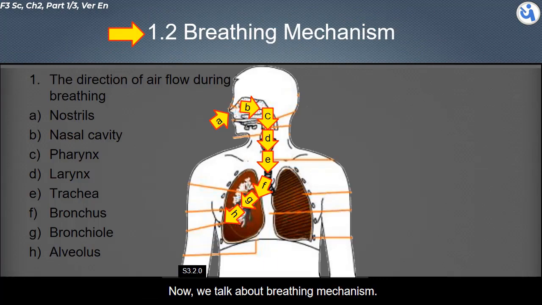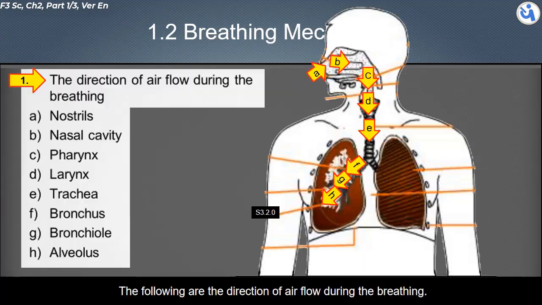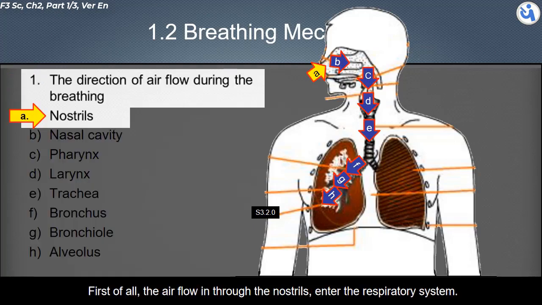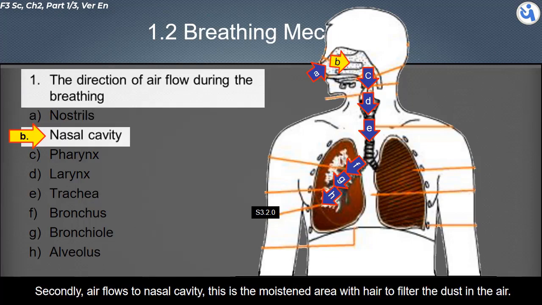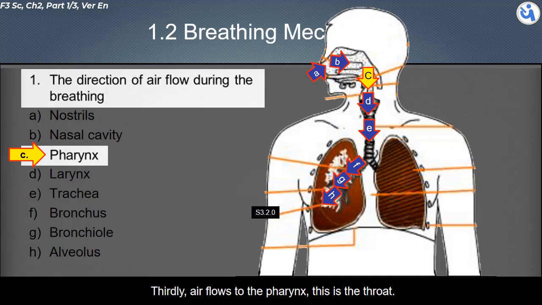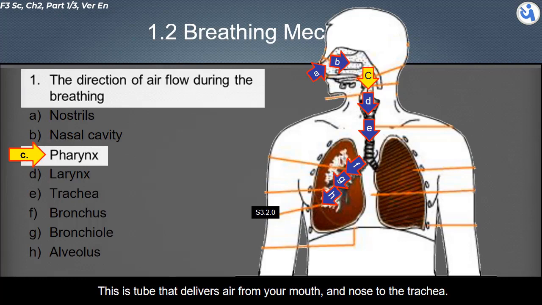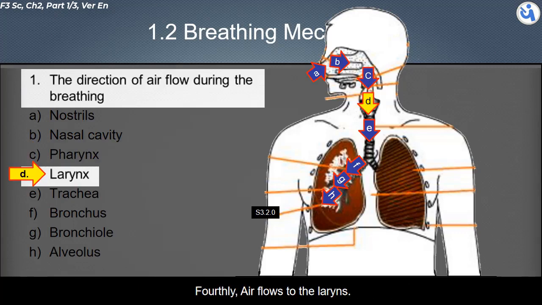Now, we talk about breathing mechanism. The following are the direction of airflow during the breathing. First of all, the air flows in through the nostrils to enter the respiratory system. Secondly, air flows to nasal cavity. This is the moistened area with hair to filter the dust in the air. Thirdly, air flows to the pharynx. This is the throat. This is a tube that delivers air from your mouth and nose to the trachea.